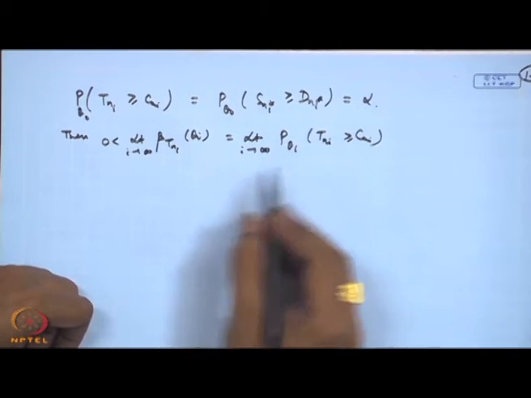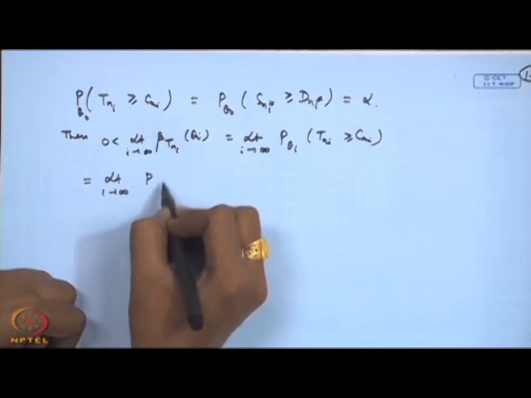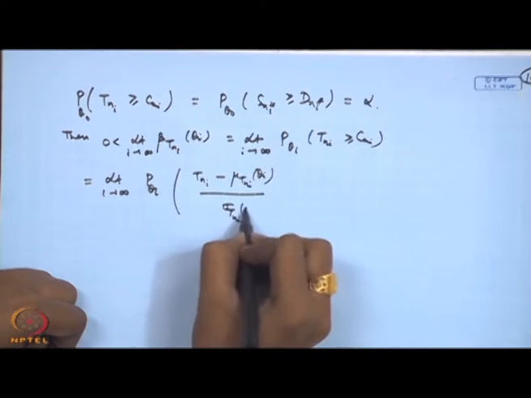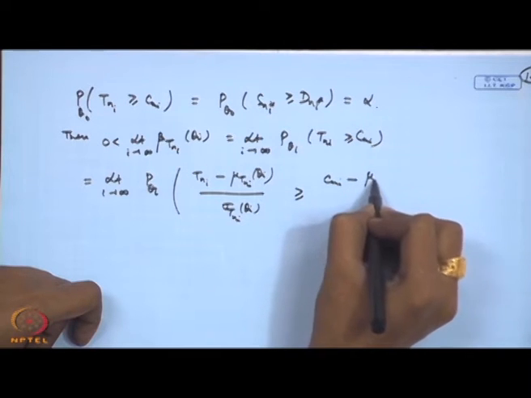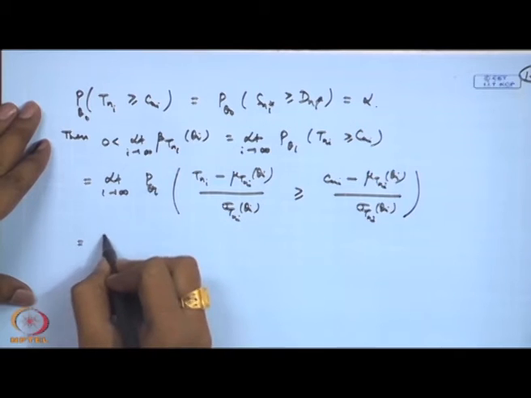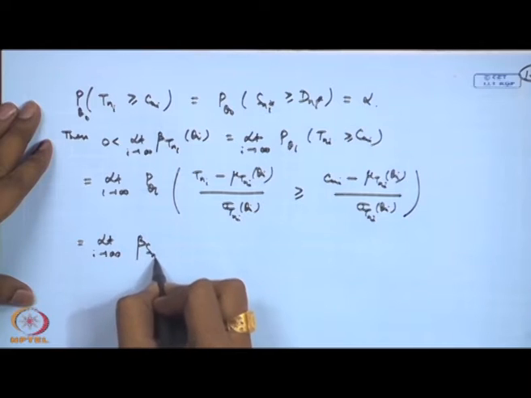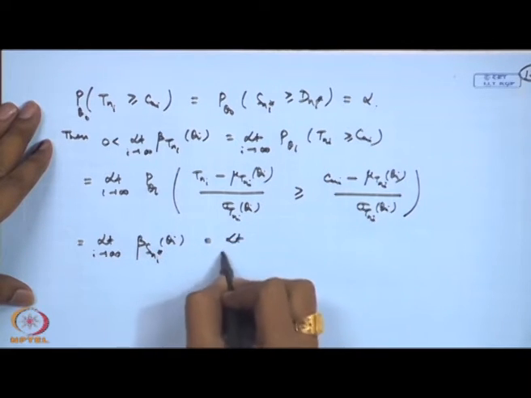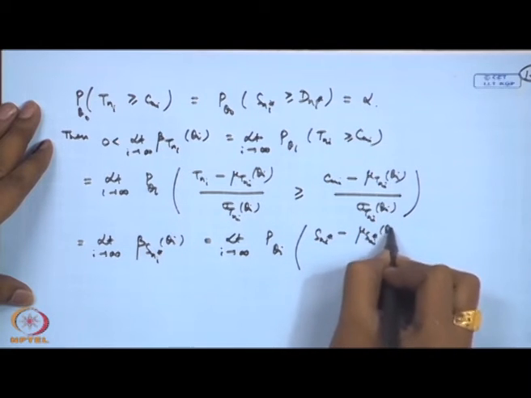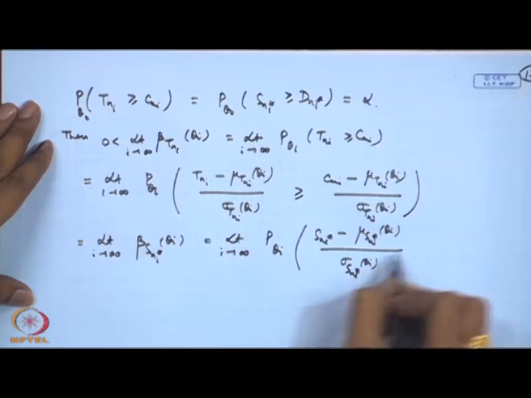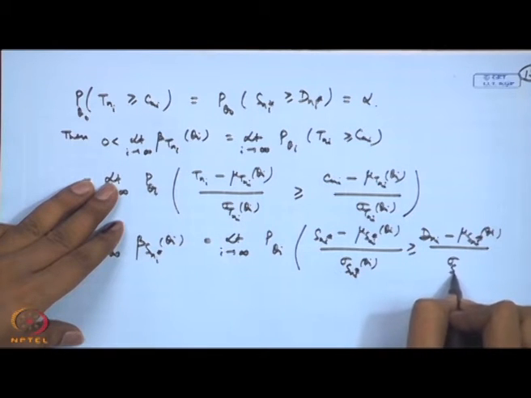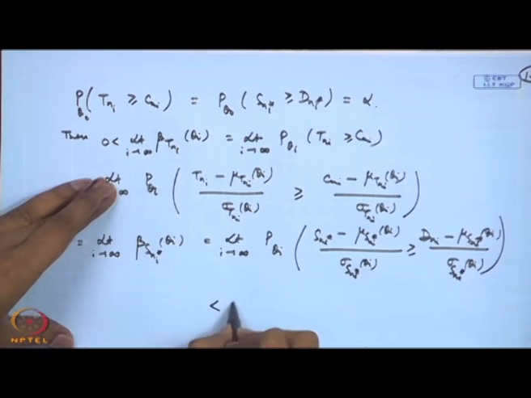Now, based on the asymptotic distribution of Tn I, we can express it as the limit as I tends to infinity of the probability under theta I of (Tn I minus mu Tn I of theta I) divided by sigma Tn I of theta I, greater than or equal to (Cn I minus mu Tn I of theta I) divided by sigma Tn I of theta I. That is equal to the limit as I tends to infinity of beta Sn I star of theta I, which is equal to the limit of the probability that (Sn I star minus mu Sn I star of theta I) divided by sigma Sn I star of theta I is greater than or equal to (Dn I minus mu Sn I star of theta I) divided by sigma Sn I star of theta I, and that is less than 1.